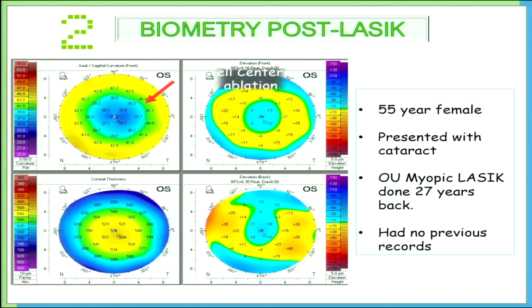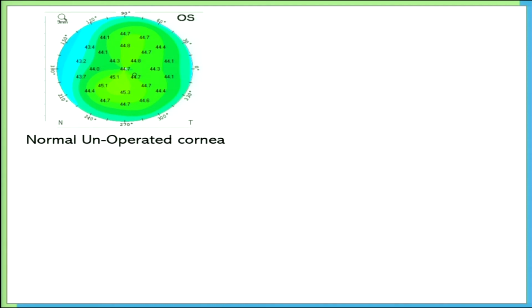Coming to the big challenge in biometry, post-refractive surgery. Here is the scenario of a 55-year-old female who presented with cataract. She had undergone LASIK some 27 years ago, but we do not have any previous record. Her topography shows well-centered ablation. So what do we do in this case?